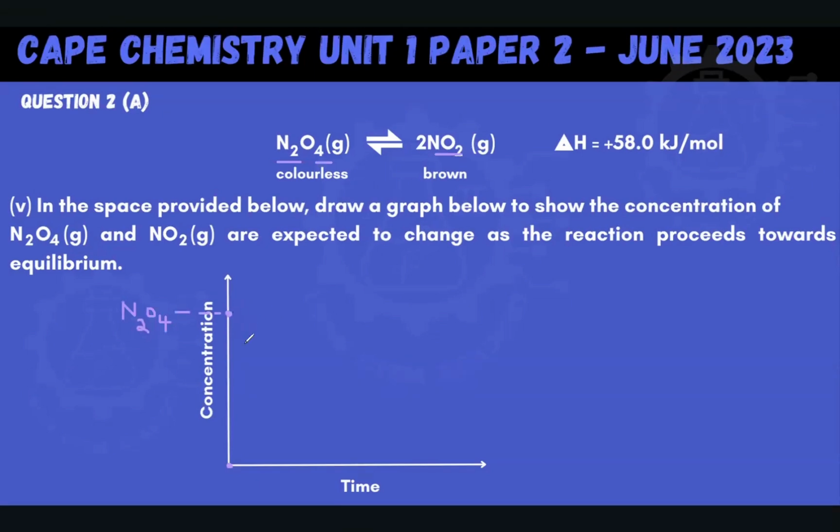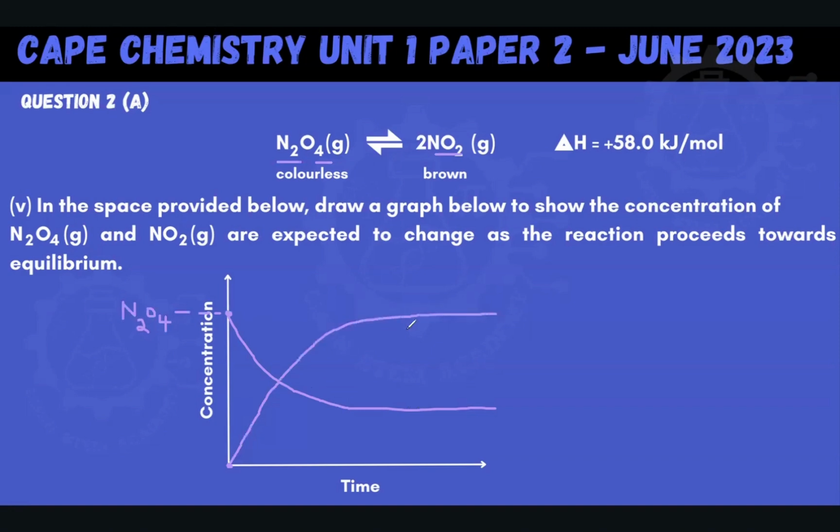So as time progresses, what's going to happen? N2O4's concentration is going to fall down as it gets converted into NO2. And what's going to happen to NO2 over time is that we had none initially, but as the N2O4 falls down and equilibrates out, in that same way, the NO2 is going to be raising its concentration until it levels out.